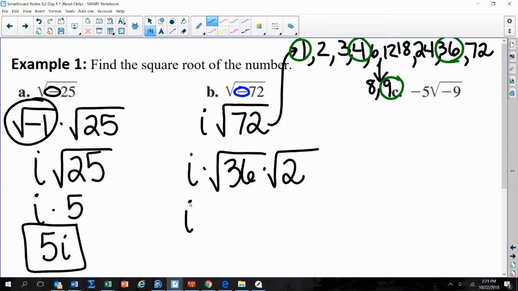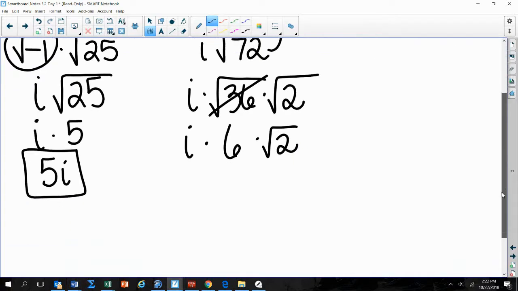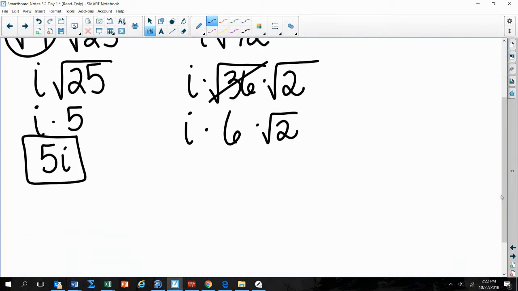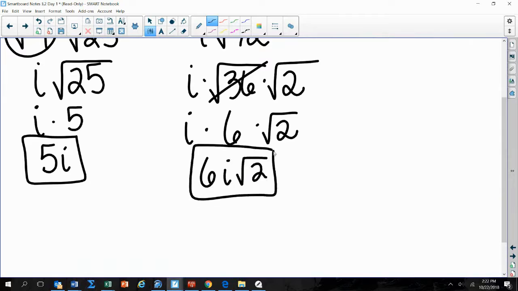Okay, so I have i times 6. I took the square root of that. Can I take the square root of 2? No, that was the leftover part. Whatever comes out of the square root, you want to multiply. See how it's multiplied by 6? So I have 6i square root of 2. That's how that works.